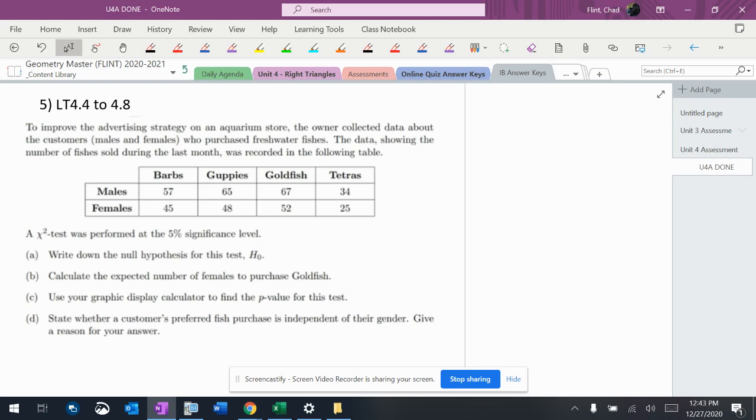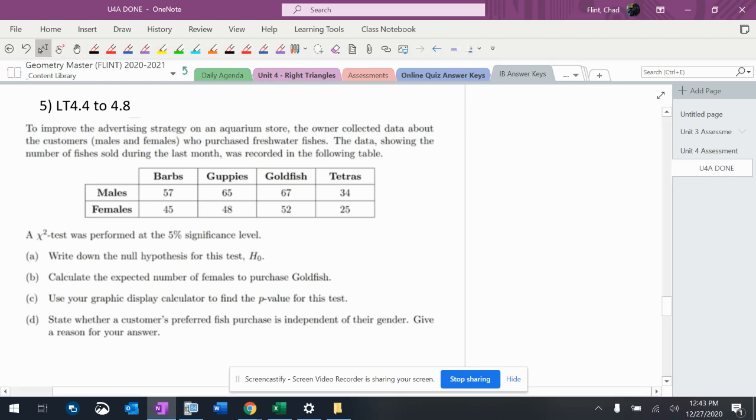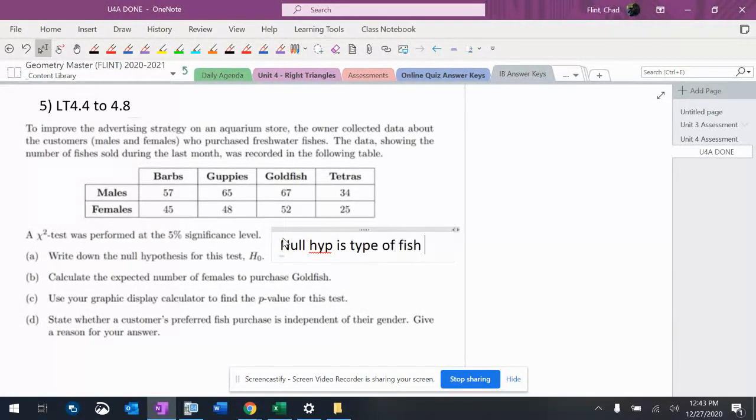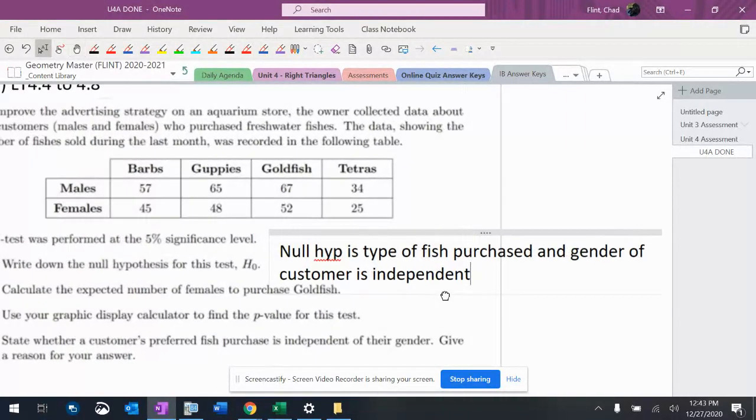Okay, so I am figuring out some stuff about the chi-square. So it says right on the null hypothesis. So null hypothesis is, what do we got here? Type of fish purchased is, all right, independent of, sorry, and gender of customer is independent. All right, now I also notice I don't have the totals.